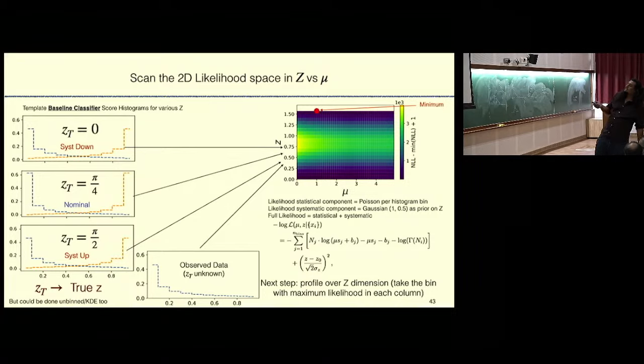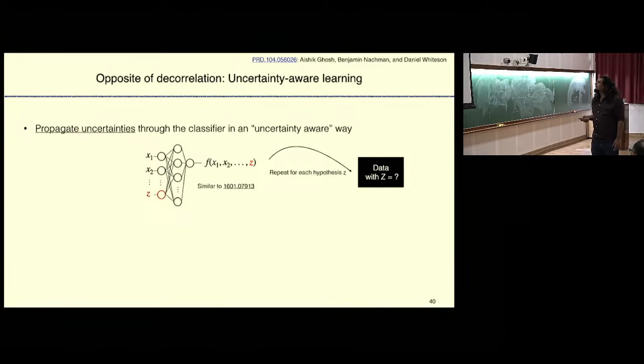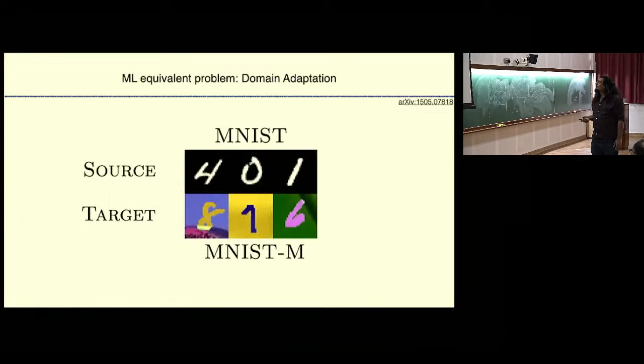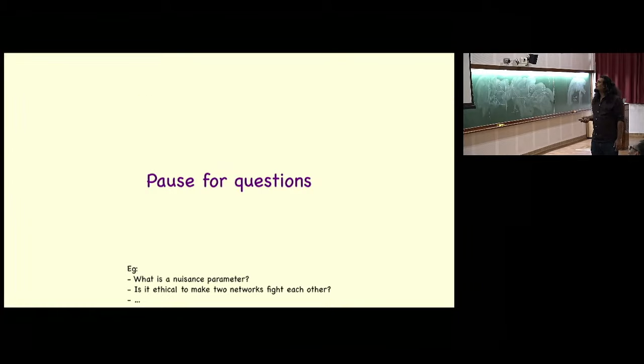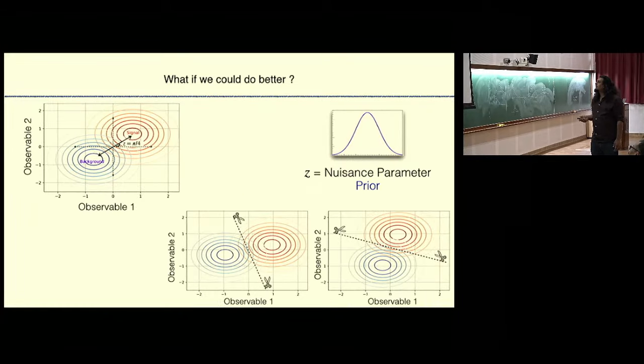Yes, this is tau. Oh no, sorry. Where is it? There. This is Z. So this is the toy problem. So the Z is telling you this angle. So when Z is pi by 4, it looks like this. When it's a different angle, the signal rotates and the background goes up.